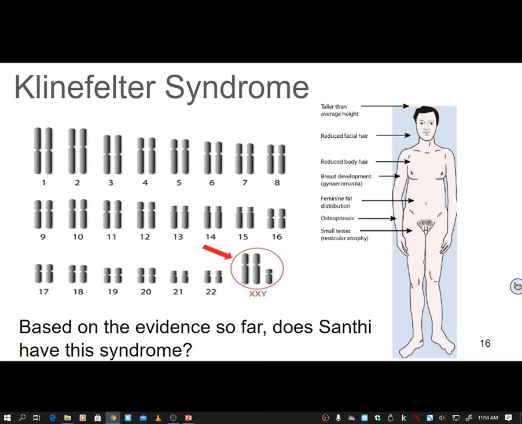So based on the evidence so far, does the same guy have this syndrome? Once again, the students will talk amongst themselves. It'll probably take us a good 2 days to get through this. Your class is really good at talking about the stuff that is up here.